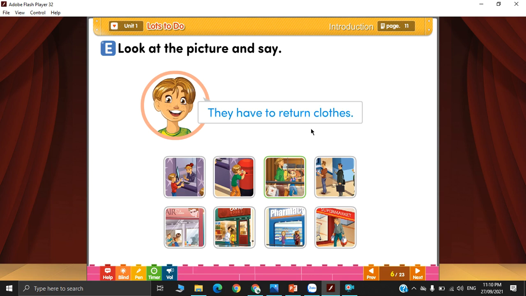They have to return clothes. He has to pay a bill. He has to get a haircut. They have to look for a book. She has to get medicine. He has to buy groceries. Now remember I, you, we, they have to. He, she, it has to.